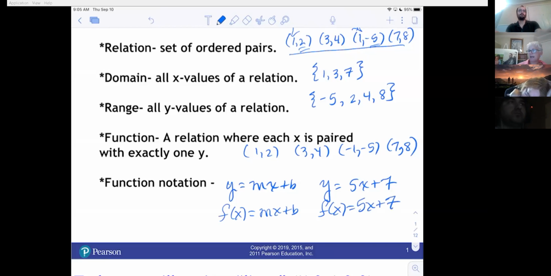And it doesn't have to be f. You can name it anything. You could name it g of x or h of x or star of x. It's just a name for a function. And we can name a bunch of different functions that way, rather than just having y equals this, y equals that, y equals this. We can say f of x equals this and g of x equals this. So we can distinguish between functions by using function notation.